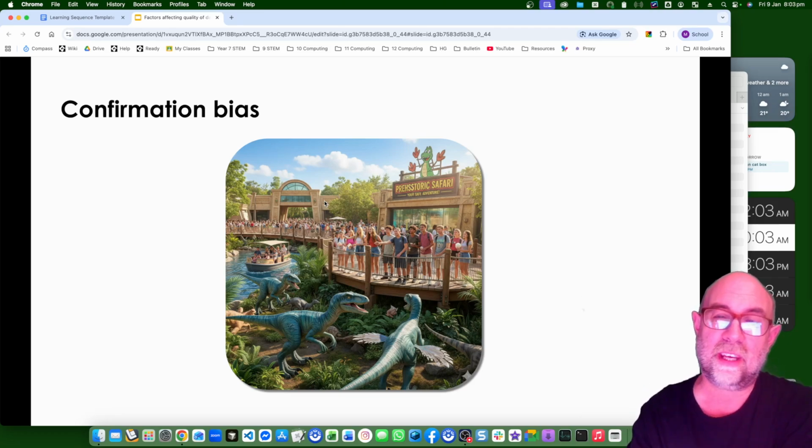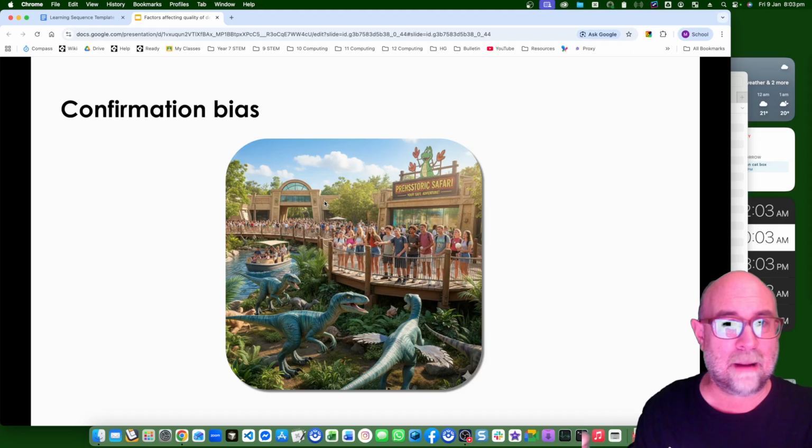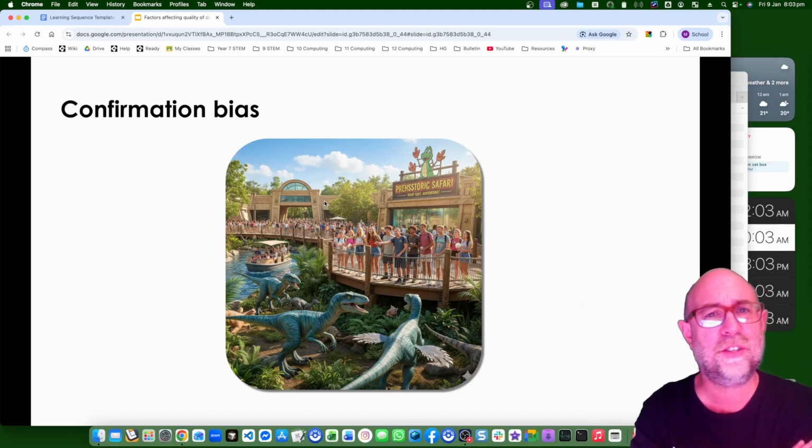Confirmation bias is where you tend to see what you expect to see. I'm reminded of the hit film Jurassic Park. Now, I know this was a long time ago, but either in the book or the movie, they had this really memorable scene where the sensors were tracking how many of each type of dinosaur there were.